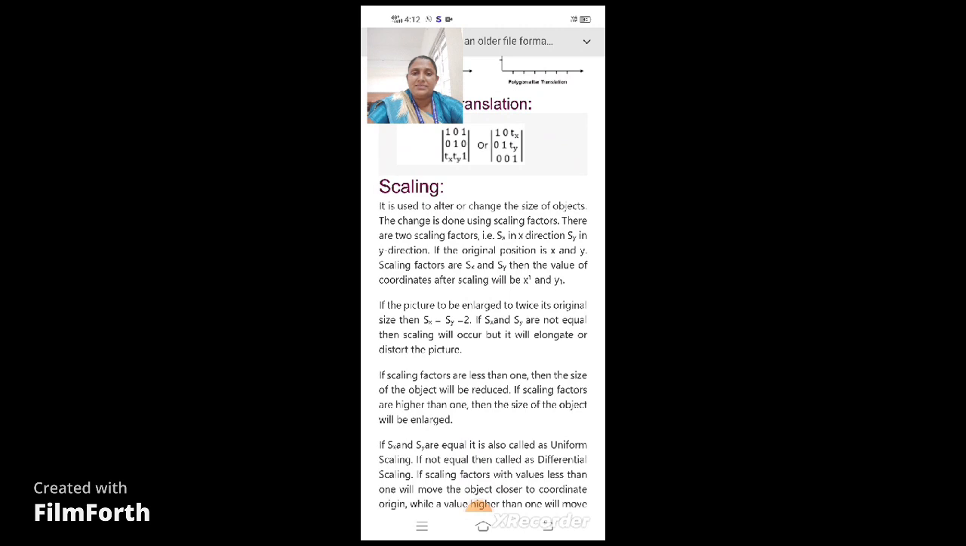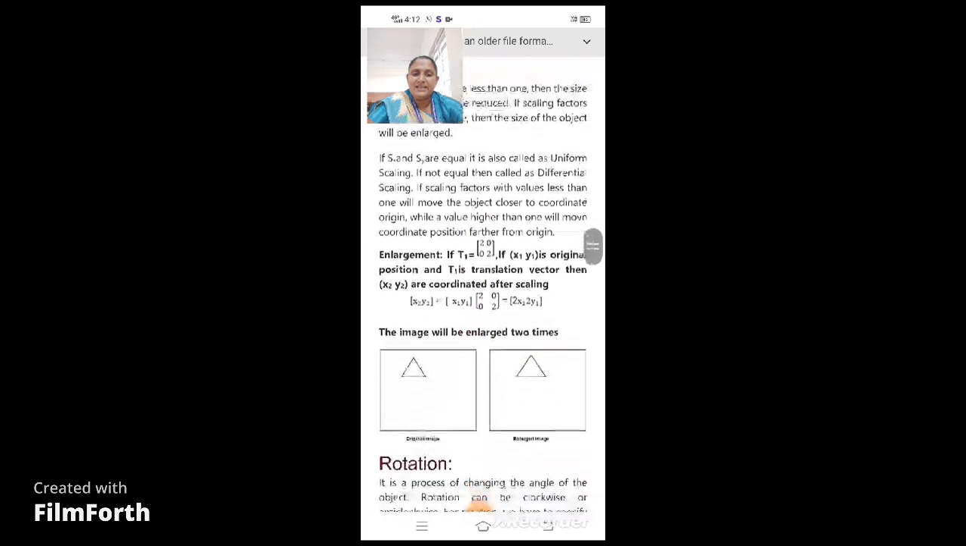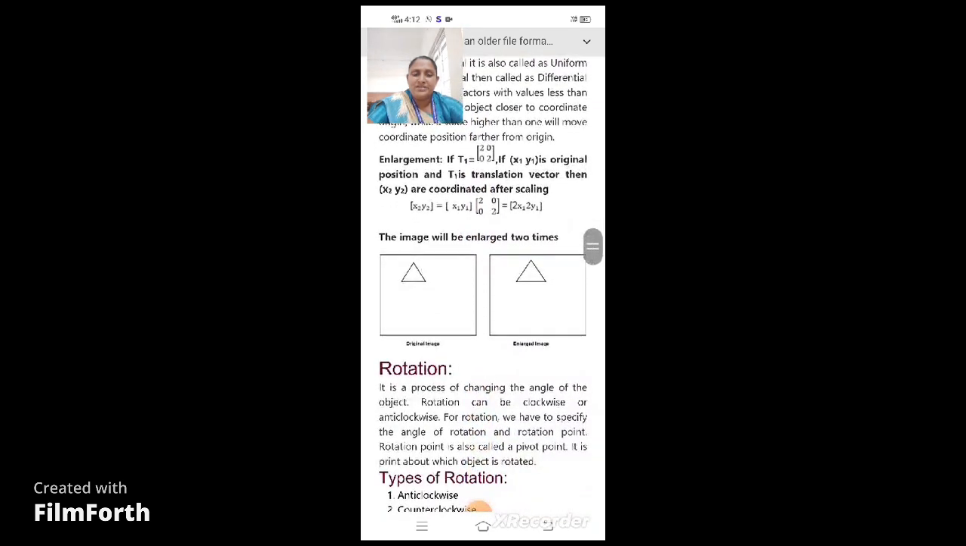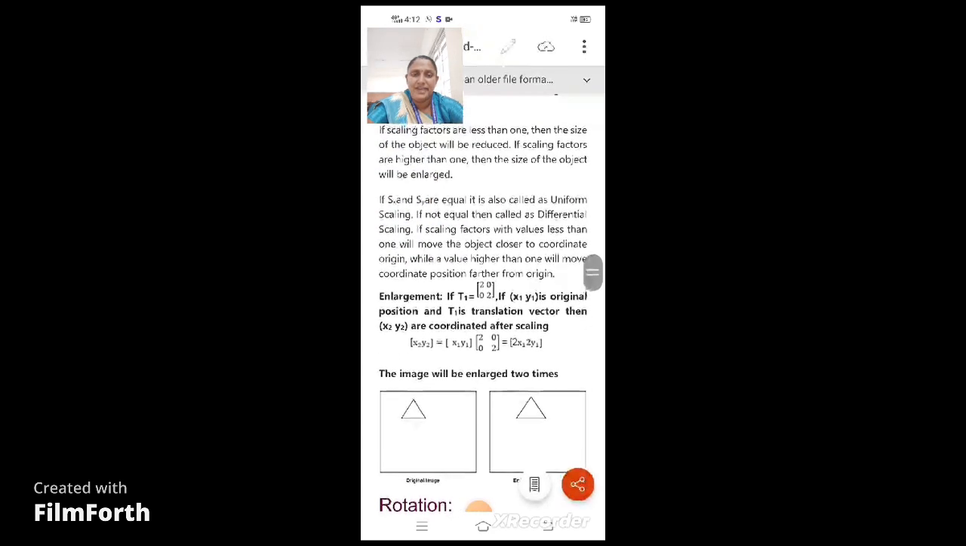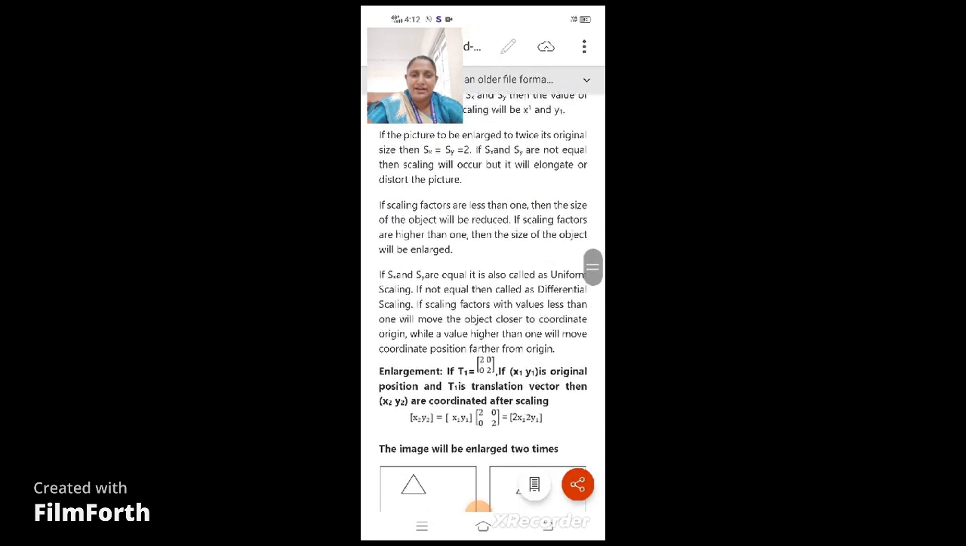So next one is scaling. Scaling is mainly used to change the size of an object. It can increase the size or decrease the size of the object. There will be 2 types of scaling. First one is uniform scaling, another one is differential scaling.